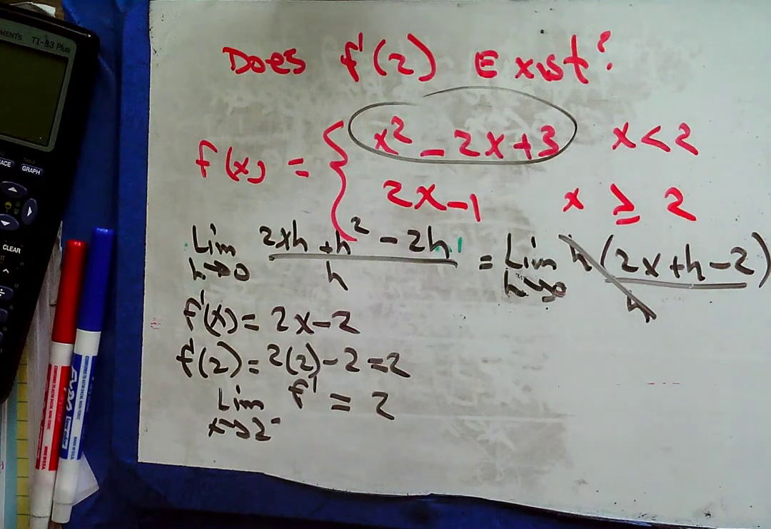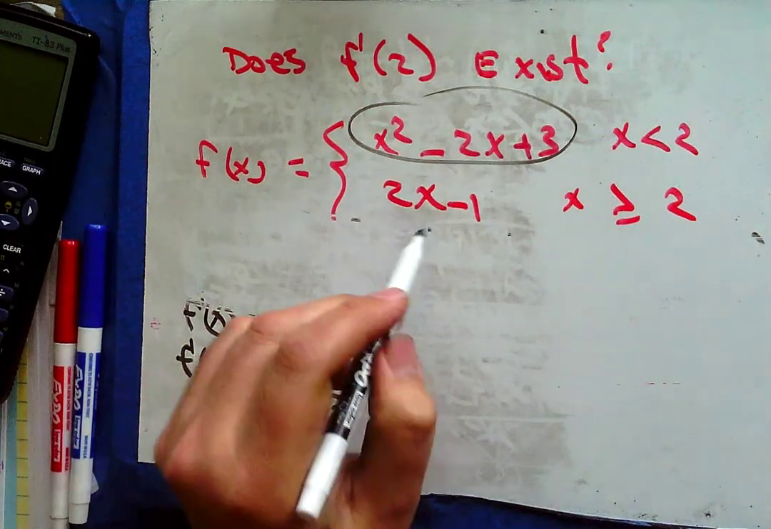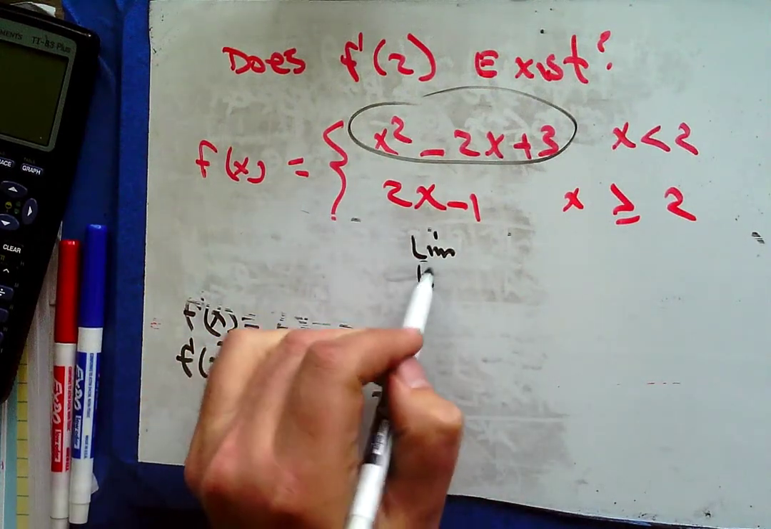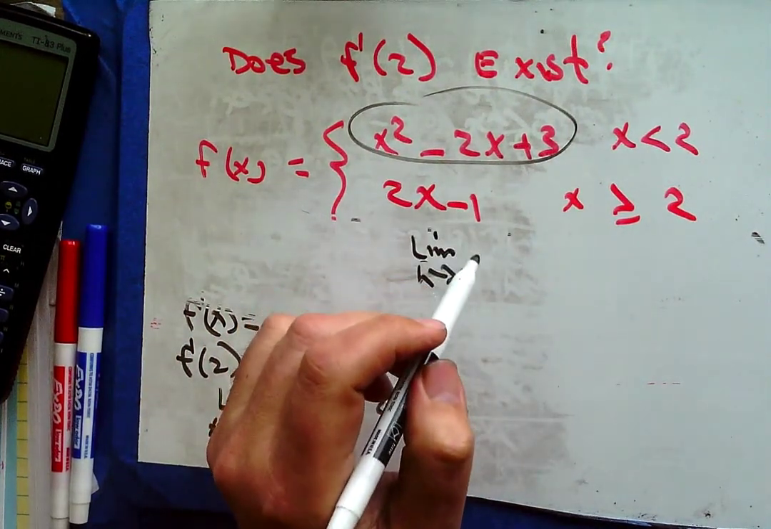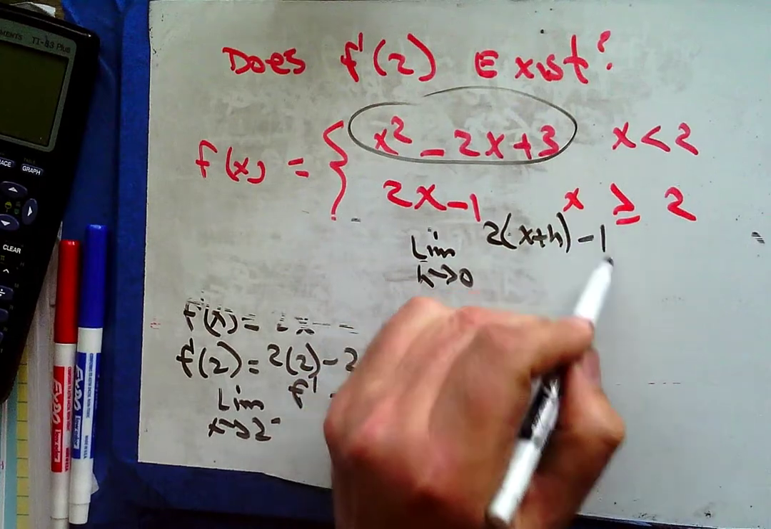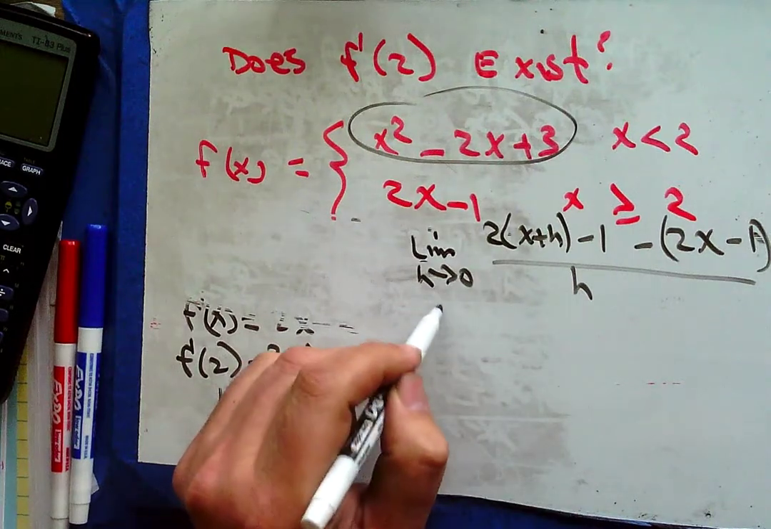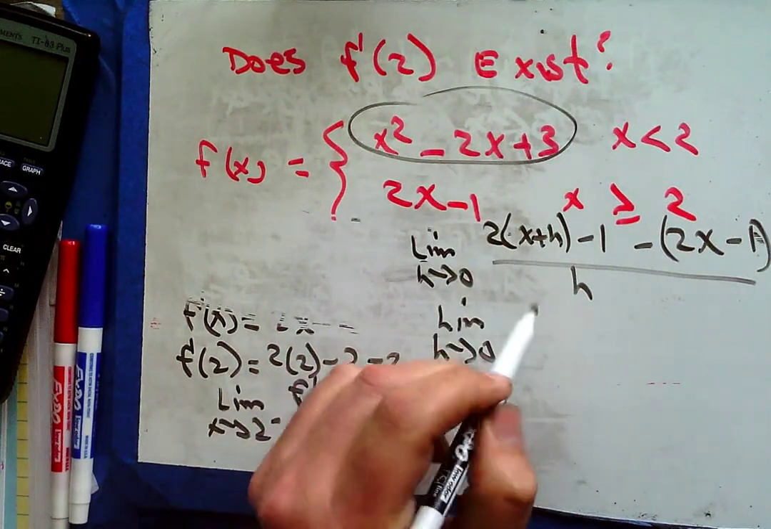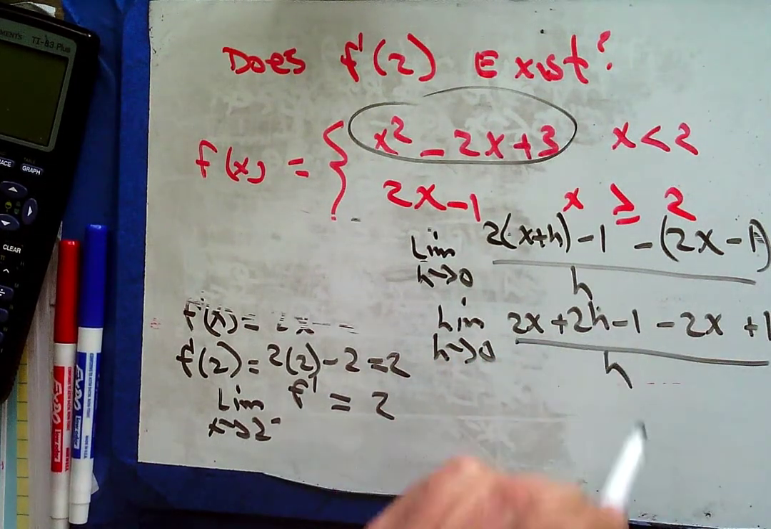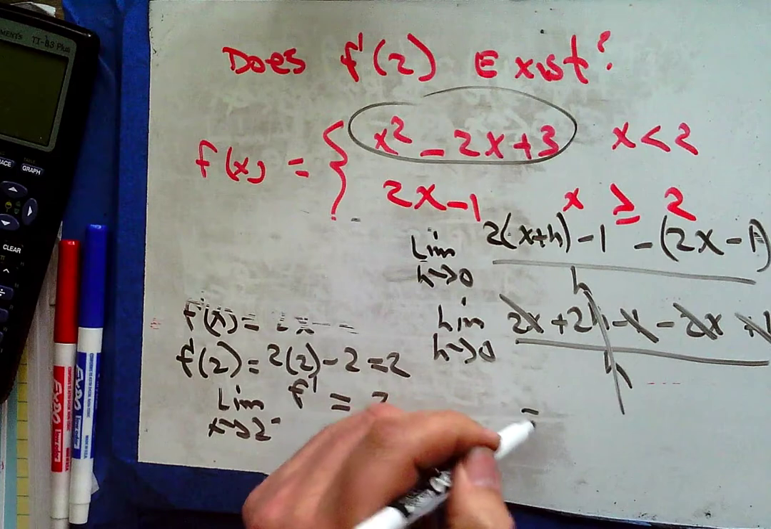Well, let's go through and repeat this process now with the right-hand side. So now we're looking at the limit as h approaches 0 of f of x plus h, so 2 times x plus h minus 1, minus 2x minus 1, all over h. And so that's going to be the limit as h heads to 0 of 2x plus 2h minus 1 minus 2x plus 1, all over h. Again, the 2x's cancel, the 1's cancel, the h's cancel, and I get 2.